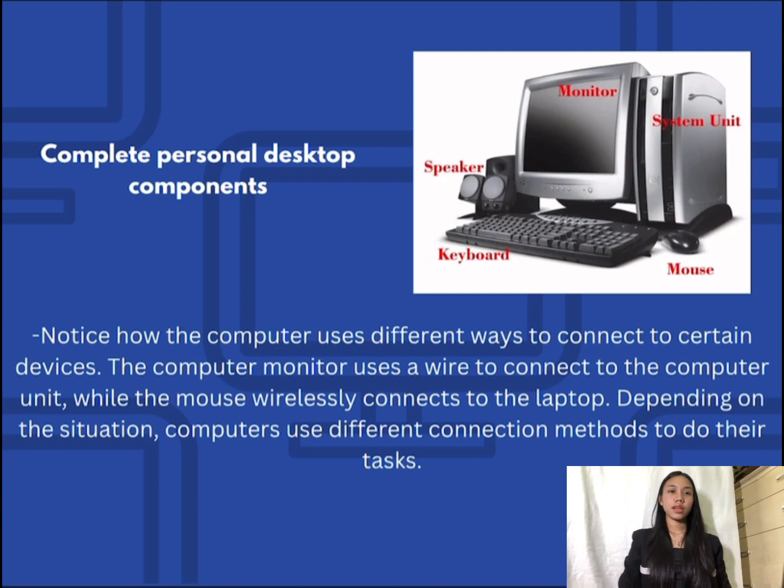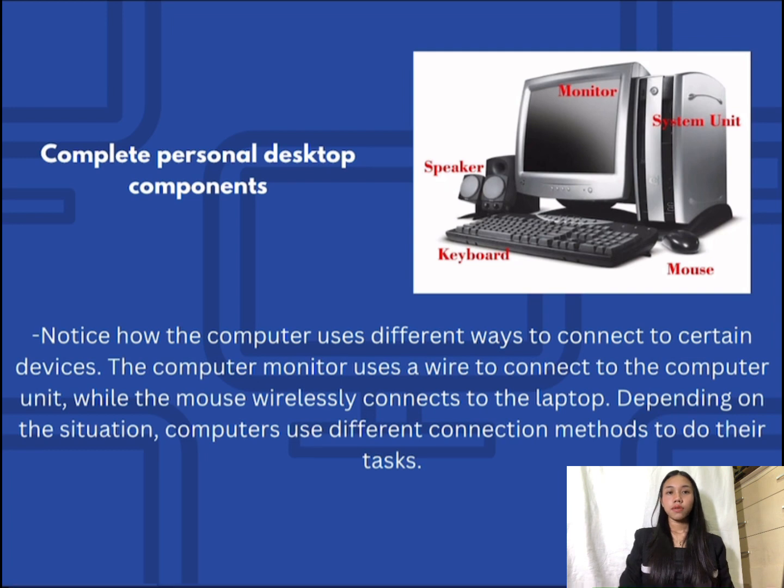Wired connections, like the one between your computer unit and monitor, are generally more stable and faster. They use physical cables to transmit data. This is often seen in devices that require high data transfer rates, like monitors, where visual data needs to be constantly and quickly updated. On the other hand, wireless connections allow devices to connect without the need for physical cables.